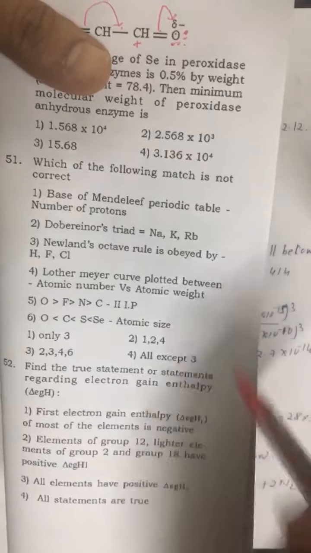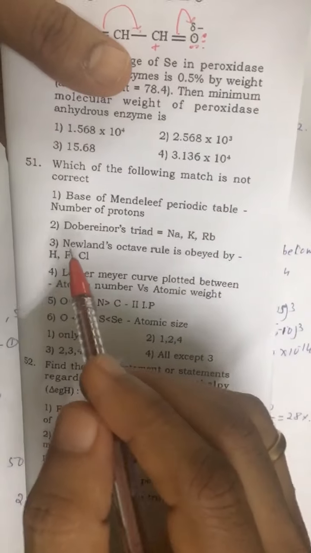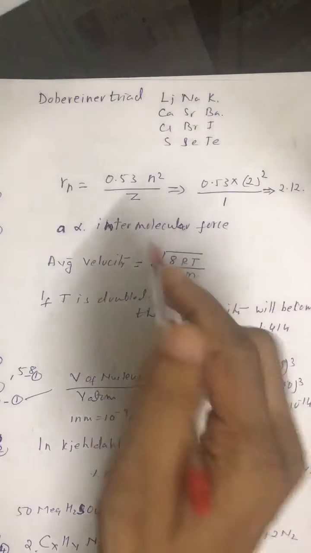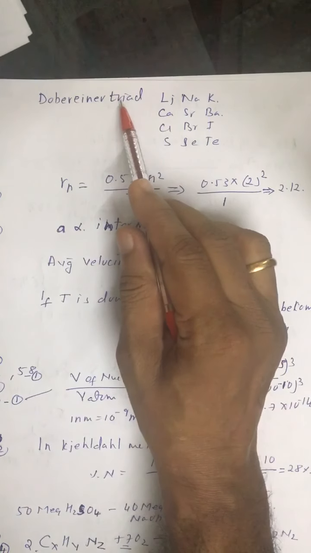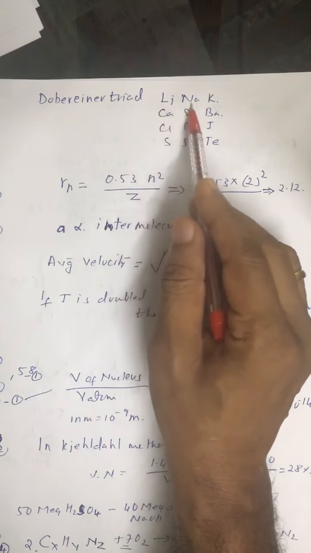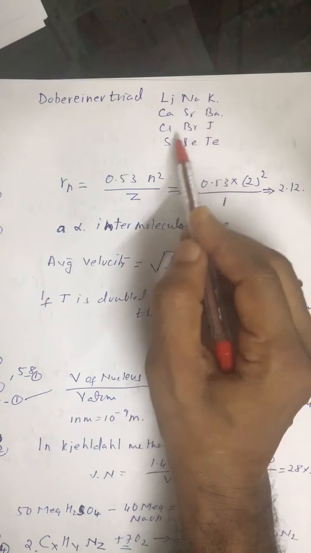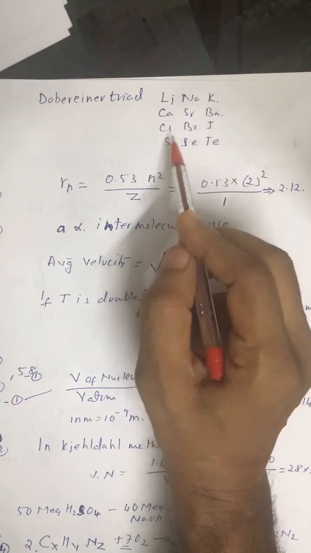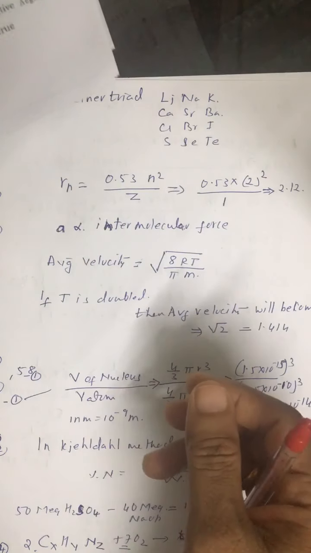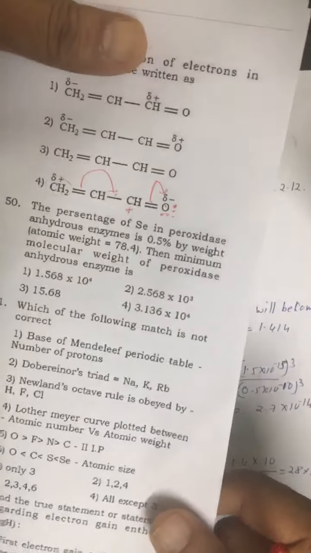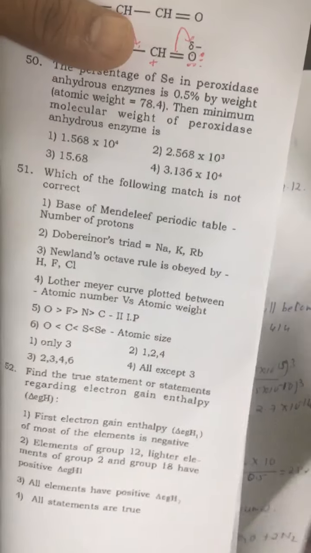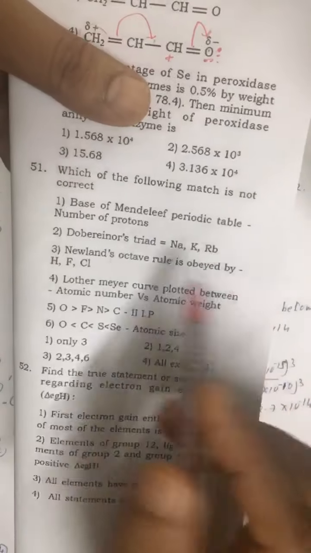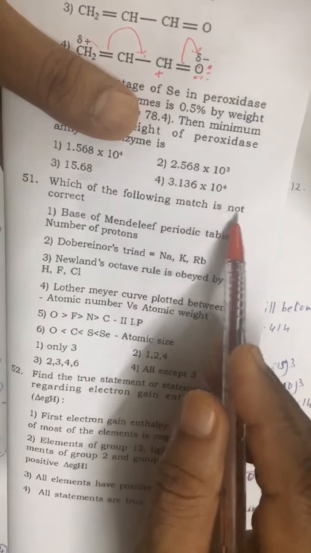Which of the following match is not correct? 51, correct answer is second option. That is in Dobereiner's triad: lithium, sodium, potassium; calcium, strontium, barium; chlorine, bromine, iodine; sulfur, selenium, tellurium. If you can remember this, well and good. So correct answer is 51, second option.